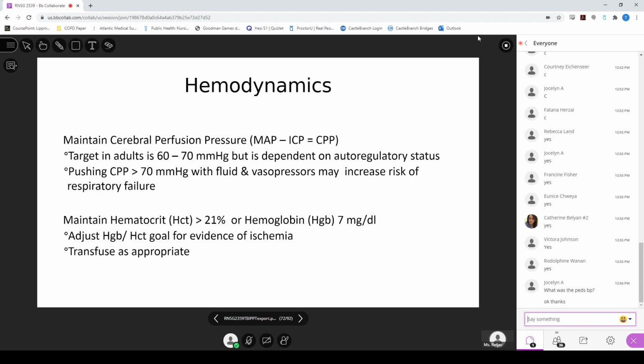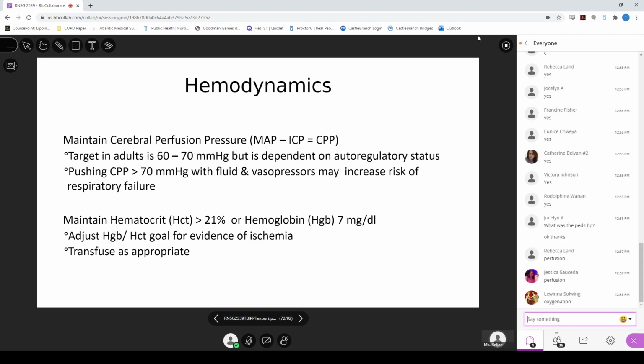You want to maintain that hematocrit at 21, hemoglobin at least 7. You're going to adjust your goal for evidence of ischemia and transfuse as appropriate. And why hematocrit? What are we keeping it that high for, or a minimum of that at? And then hemoglobin. Yeah, it's for your perfusion and your oxygenation. Good.